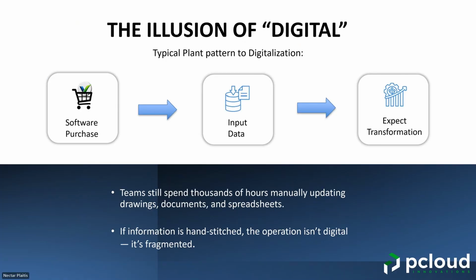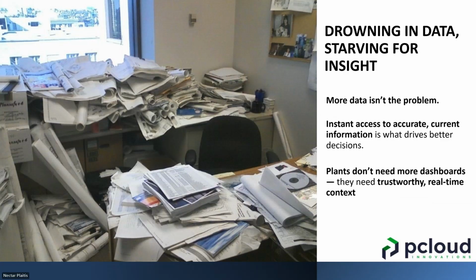Next. So the illusion of digital: a lot of companies purchase software, input data, and then expect transformation. Different departments purchase different software and input the data, but teams still spend thousands of hours during a project manually updating drawings, documents, and spreadsheets. So basically, you've digitized data, but you don't have a digital project. You're still hand stitching data by manually doing the updates.